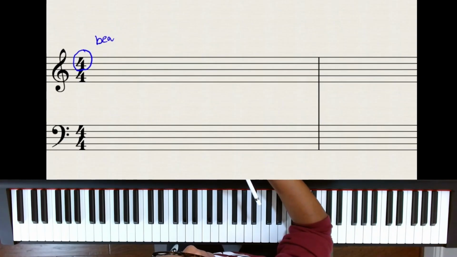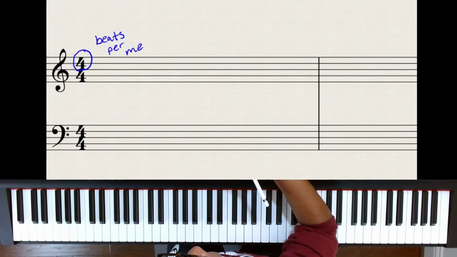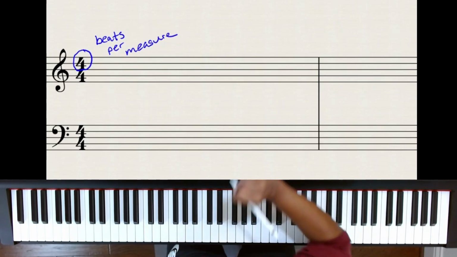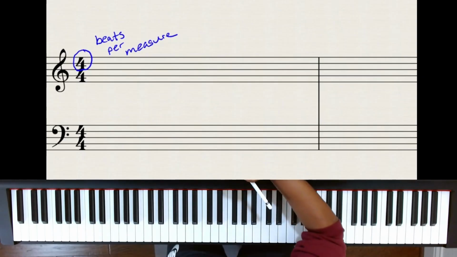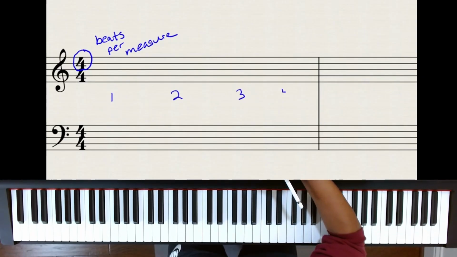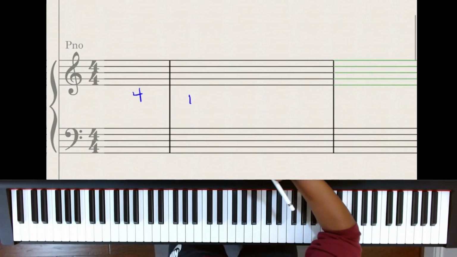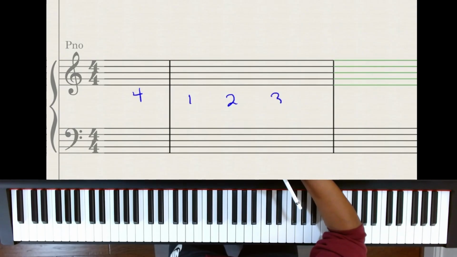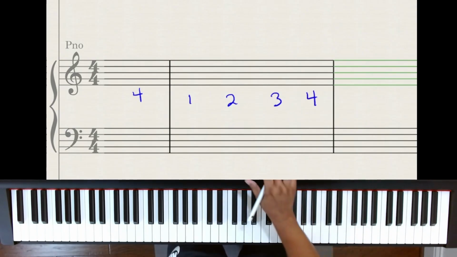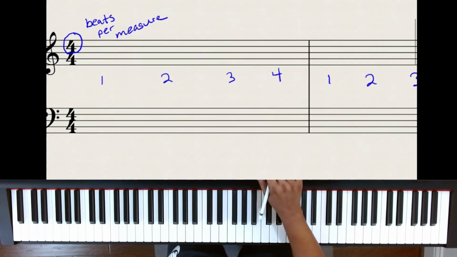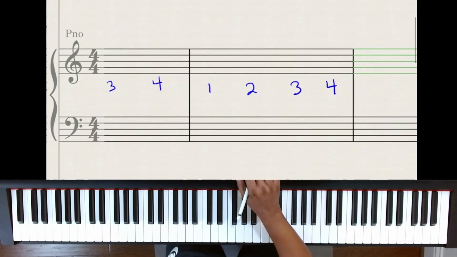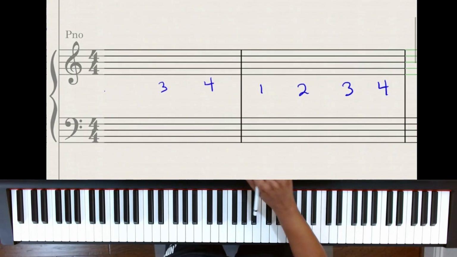So our top number is 4, and that top number represents beats per measure. It's saying that per measure you can only have a total of 4 beats from one bar line to the other, and so on. In this counting sequence, since we're in 4/4, it goes back to 1 every measure. So it's 1, 2, 3, 4, 1, 2, 3, 4. Okay?